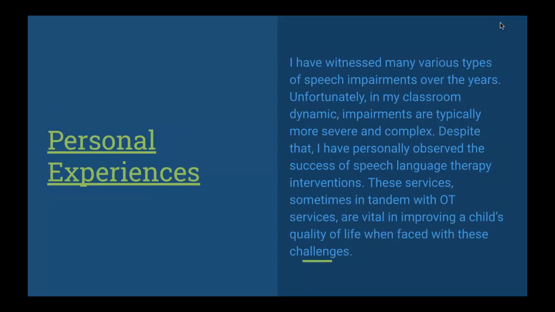Personal experiences. I have witnessed many various types of speech impairments over the years. Unfortunately, in my classroom dynamic, impairments are typically more severe and complex. Despite that, I have personally observed the success of speech-language therapy intervention. These services, sometimes in tandem with occupational therapy services, are vital in improving a child's quality of life when faced with these challenges.